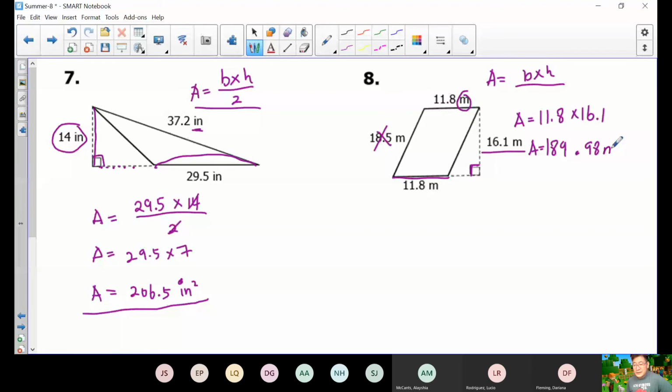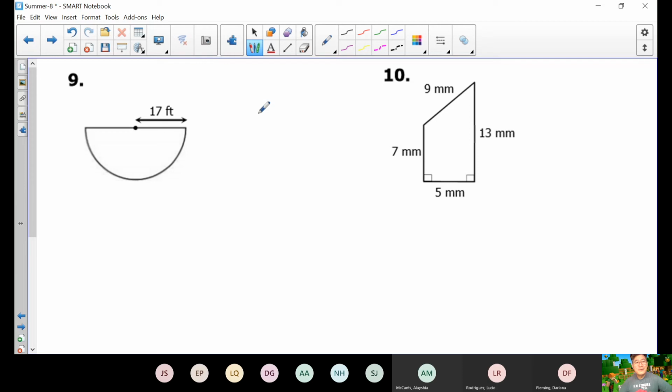All right. So almost done. Two more. Two more is, yes, half circle. So the formula is area equals pi r squared, pi times radius squared. We have a radius, right? 17, right? So area equals pi times 17 squared.